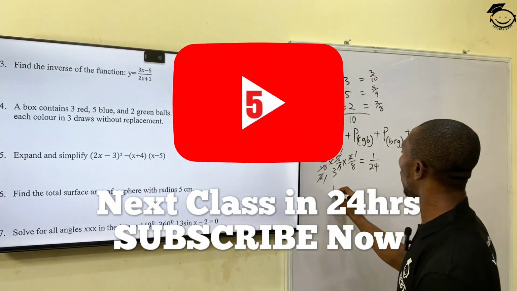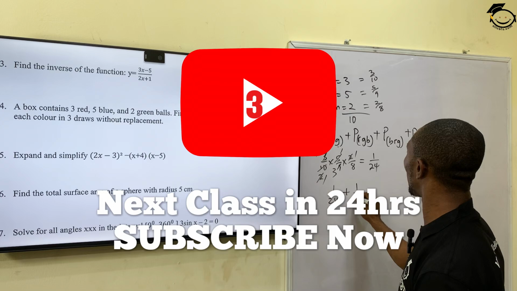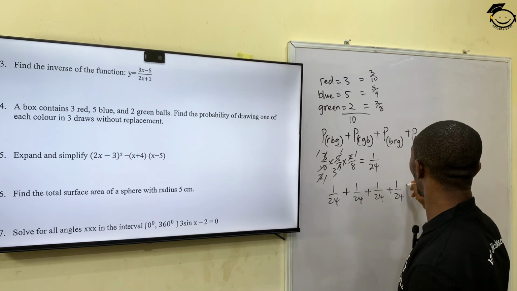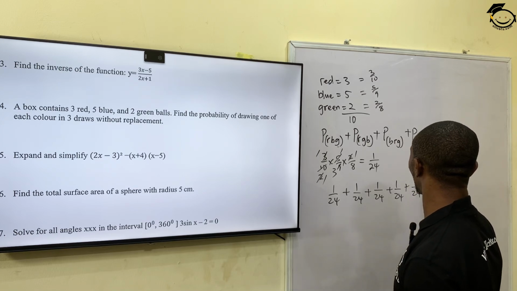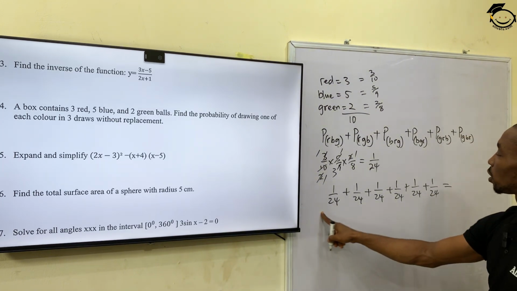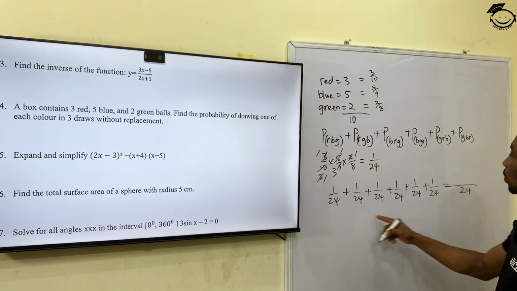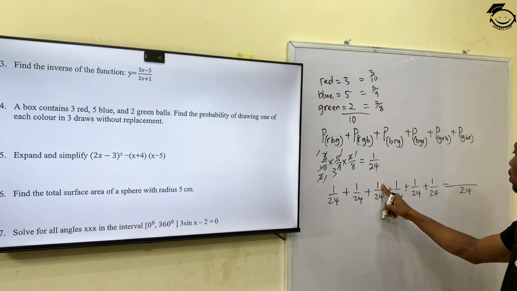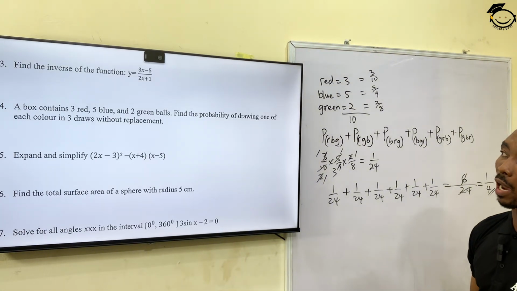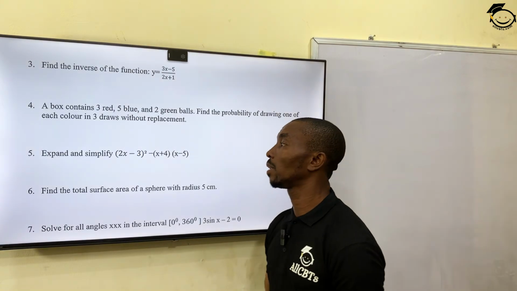So this will become 1 over 24 plus 1 over 24 plus 1 over 24 plus 1 over 24 plus 1 over 24 plus 1 over 24. Since we have a common LCM, which is 24, this will be 1 plus 1 is 2, plus 1 is 3, 4, 5, 6. This will be 6 over 24. Now, 6 into 6 is 1, and 6 into 24 is 4, which gives us 1 over 4 as our answer.